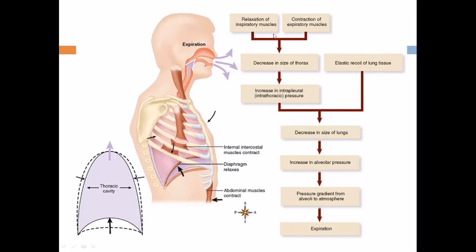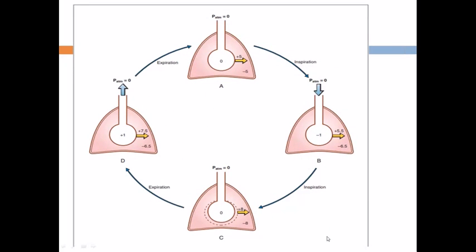We have relaxation of inspiratory muscles and contraction of expiratory muscles. This causes a decrease in the size of the thorax, and this increases the interpleural pressure. Together with the elastic recoil of lung tissue, its ability to recoil back due to the elastic connective tissue, this decreases the size of the lung and again increases the alveolar pressure. This causes a pressure gradient for the air to move from inward to outward, and this causes expiration. And here is another diagram that shows you.